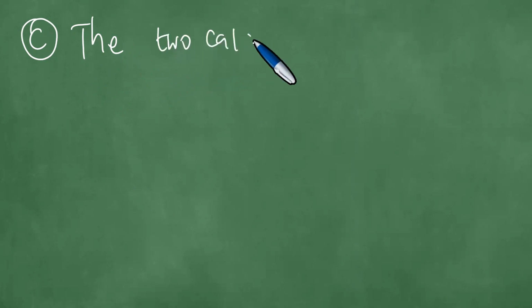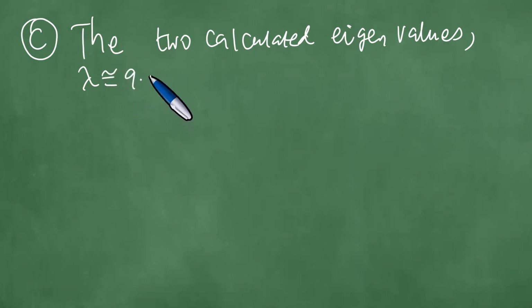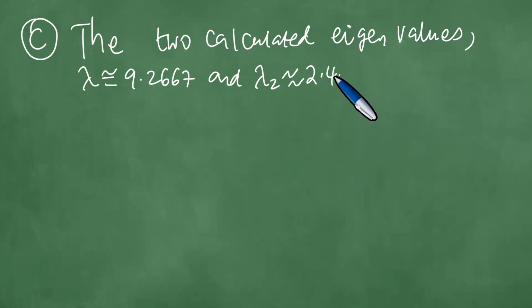The two calculated eigenvalues, lambda 1 approximately 9.2667 and lambda 2 approximately 2.4000.